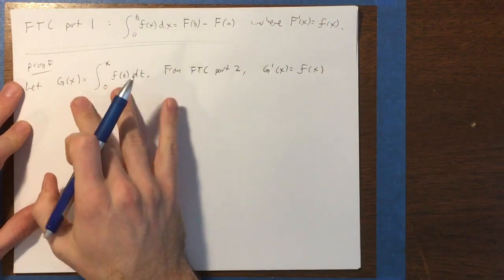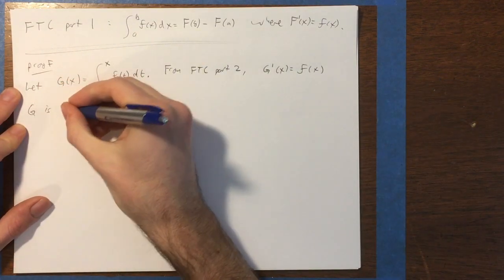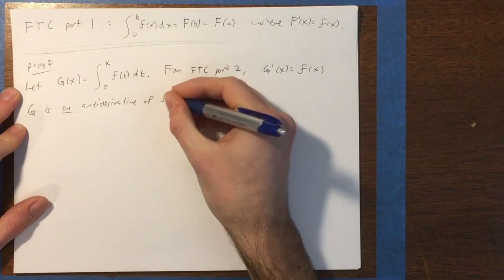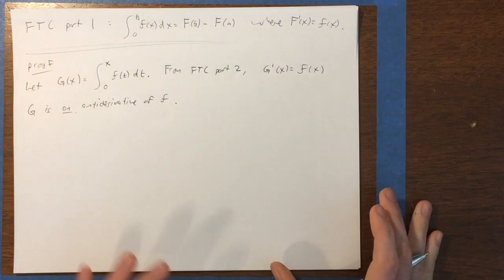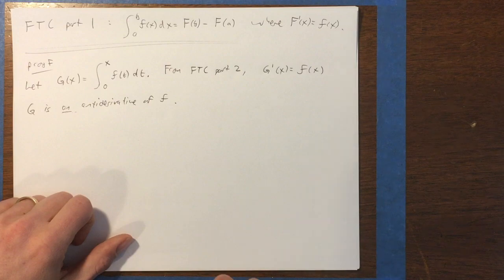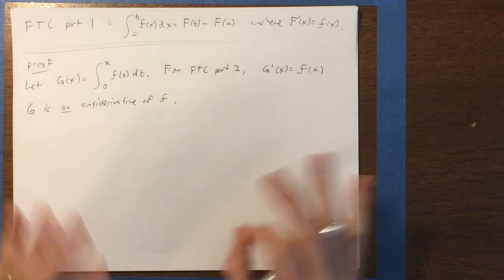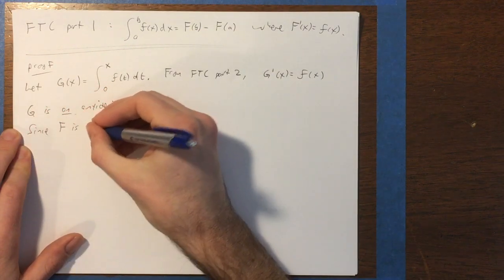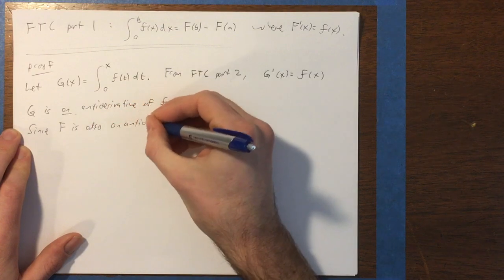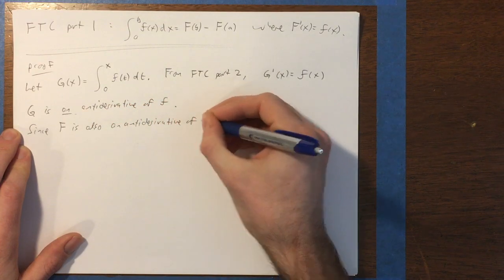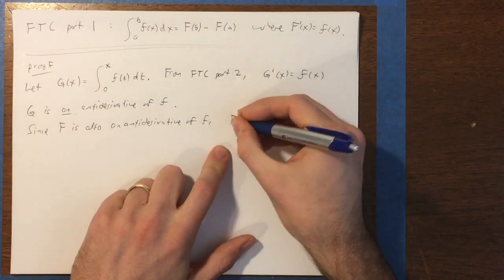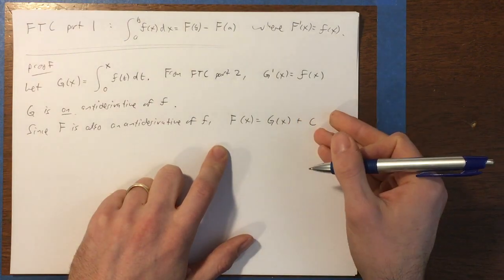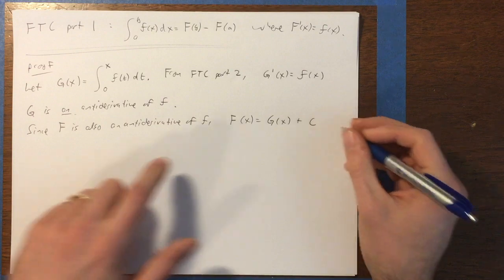So now, if G is an antiderivative of f, what we've already shown is that antiderivatives differ from one another only by the addition of a constant. So since capital F is also an antiderivative of lowercase f, we must have capital F of x is equal to G of x plus some constant. We don't know what that constant is, but it could be anything, for some constant c.